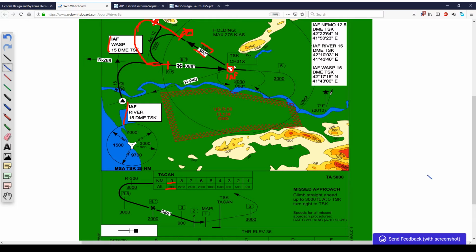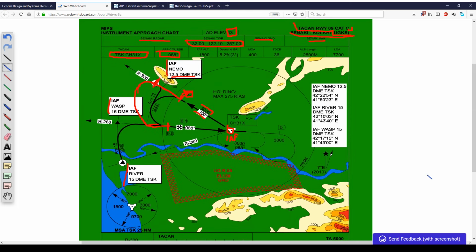Basically, you do not use the QFE. You use QNH and QNE. You use QNH under the transition altitude, and above the transition level, you use QNE: 1013 or 29.92 or 760. Yes.